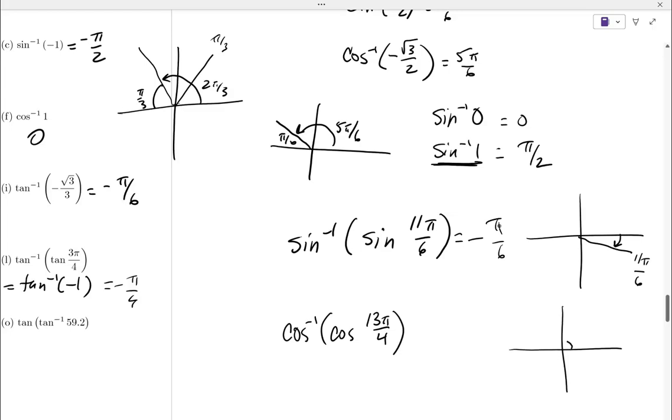Where does 13 pi over 4 end up? Well, all the way around is how many pi over 4s? 8, right? And then the other half gets me to 12. So 13 pi over 4 must be over here.